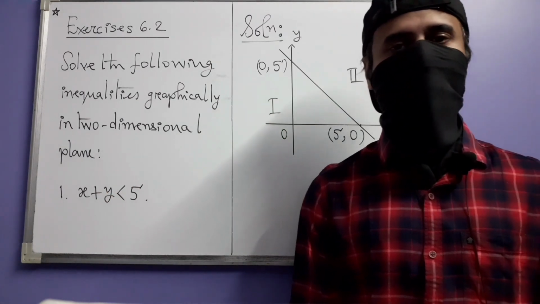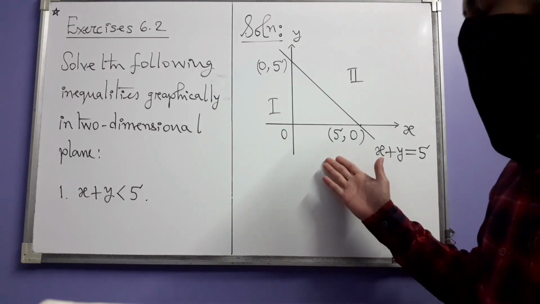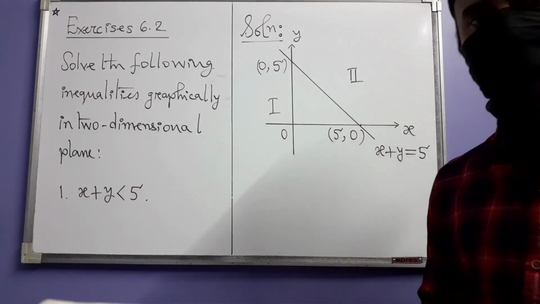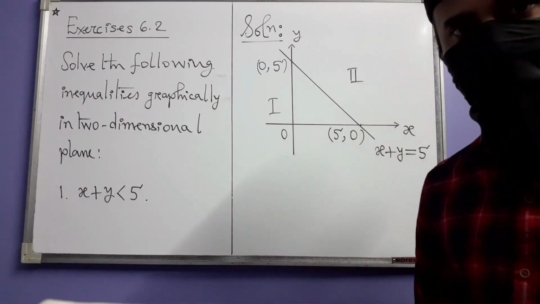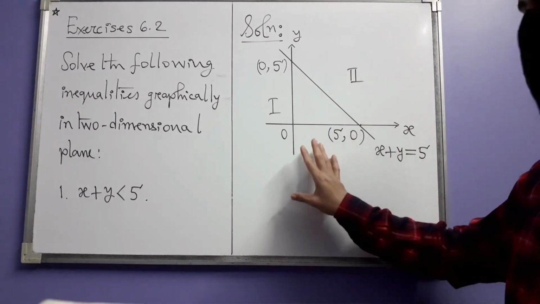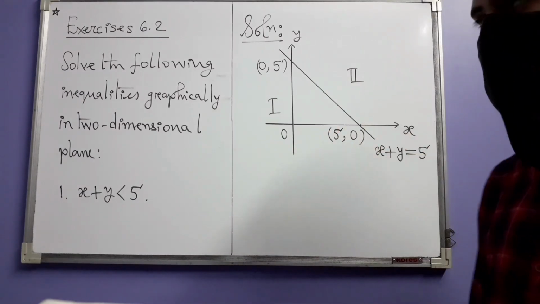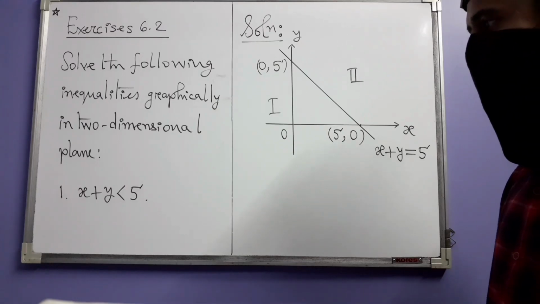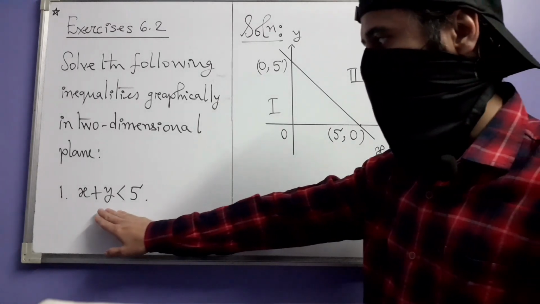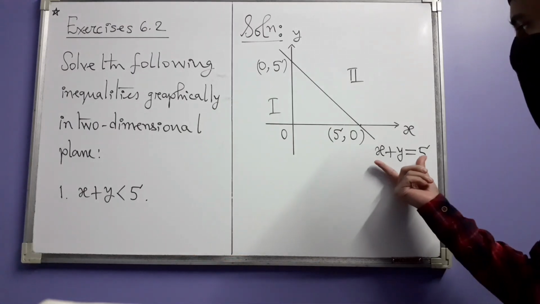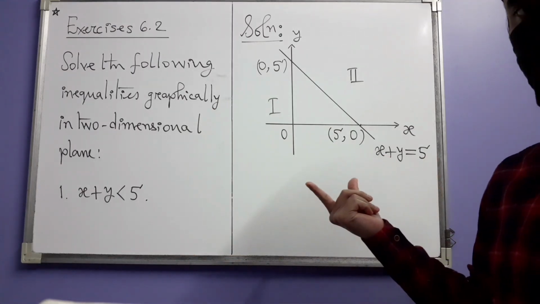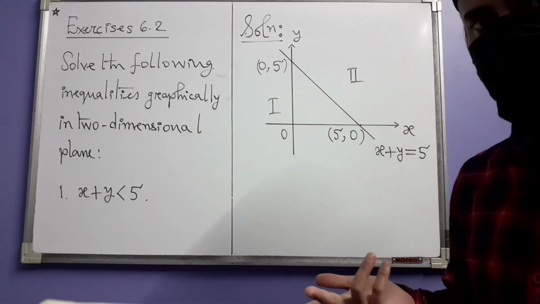I am just going to write the solution like this. You can write a formal solution as we did in those examples that we saw in the previous videos. Here we are just going to see the actual graph. So what is it that you have to first do? You have to first replace this inequality with an equation, x plus y equal to 5. So that way you are going to get a straight line.